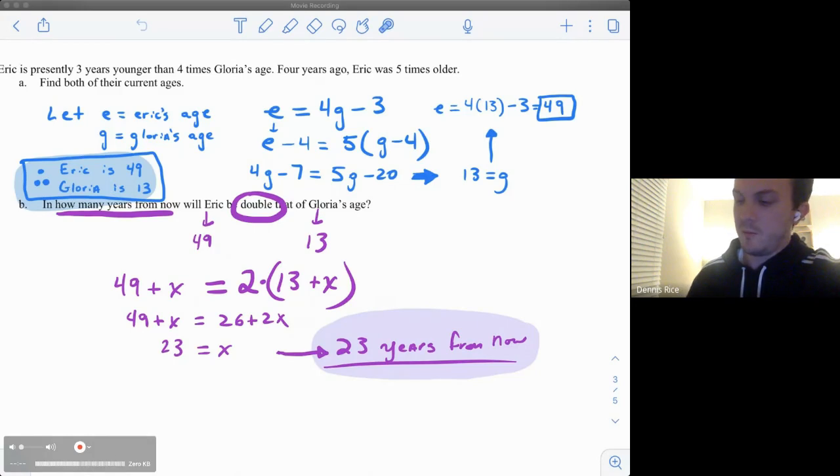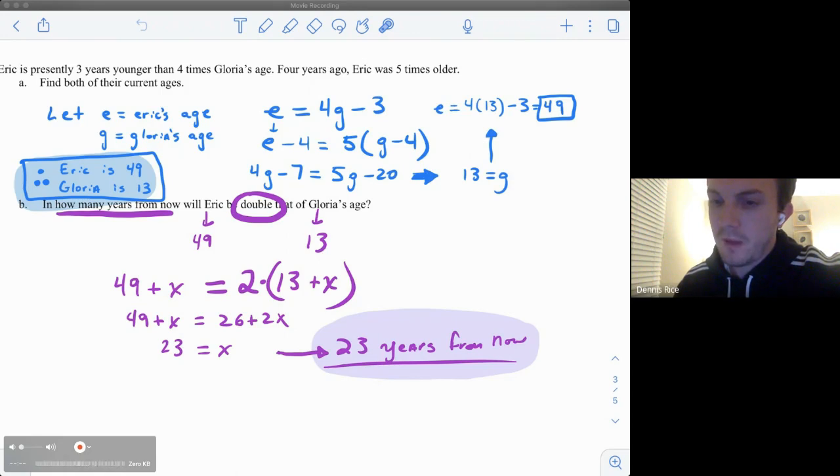So what I'm doing here in purple is saying, all right, I know their ages now. So you had to figure that out first. You couldn't skip to B and then do A. I know their ages. So in the future, he'll be 49 plus X. She'll be 13 plus X. I don't know how many years it is in the future. And then there's a 2-to-1 relationship. He's going to be double her age. That will happen when he's 72 and she's 36, which is in 23 years.